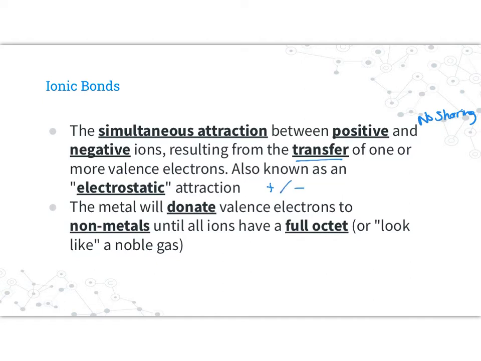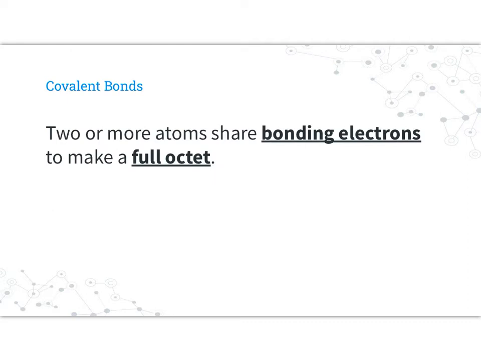The metal always donates electrons to nonmetals until all atoms, or now ions, because we've started moving electrons around, have a full octet, okay? Or look like a noble gas in terms of their valence shell being full. We'll take a look at this. Covalent bonds are when 2 or more atoms share bonding electrons to make a full octet.